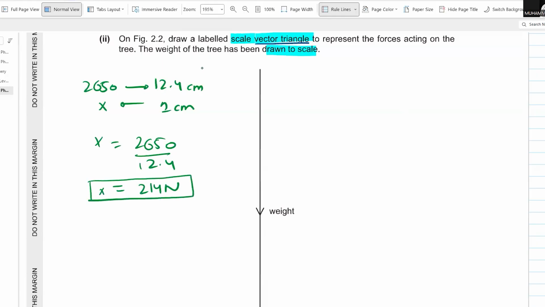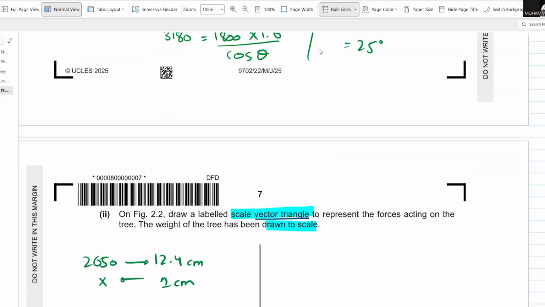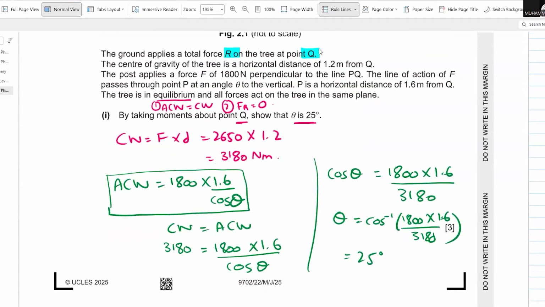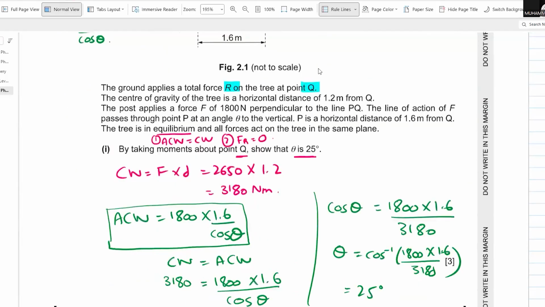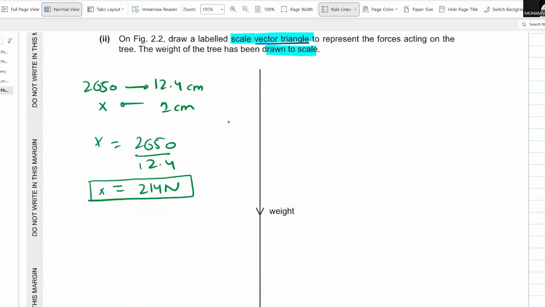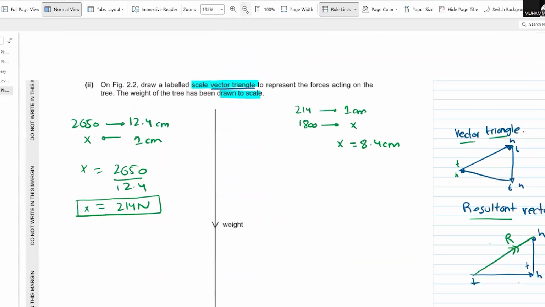Okay. Now, furthermore, realize this fact: what was your force F? 1800 newtons. So for 1800 newtons, how many centimeters will you draw? If 214 is equal to 1 centimeter, how many centimeters will you draw for 1800? Can you calculate the value of x? 1800 divided by the answer. This comes out to be 8.4 centimeters.